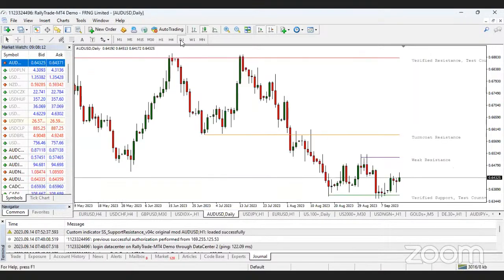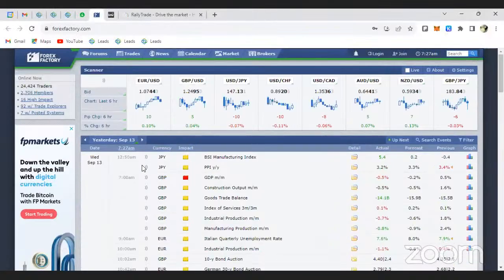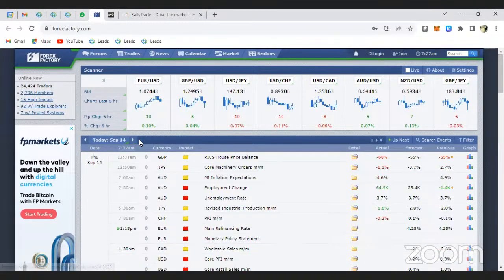AUD USD, looking at it from the daily time frame, it has been on a downtrend, but apparently we could see how much it has rejected this verified support, and it has been trying to push up to this weak resistance. And also, I think if we go back to our Forex Factory, we had a high impact news today concerning this zone, if I'm correct. Yes, we had employment change and unemployment rates.